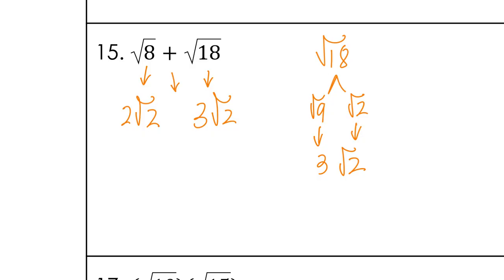Okay, I bring down my plus sign. Do I now have matching radicals? So can I add these? Yes, and I get what? 5 square root 2. Then it has match.